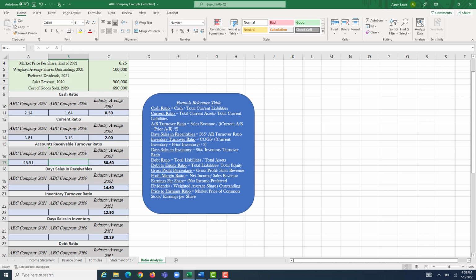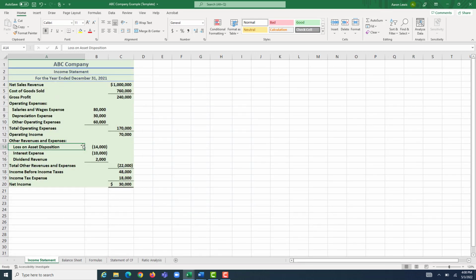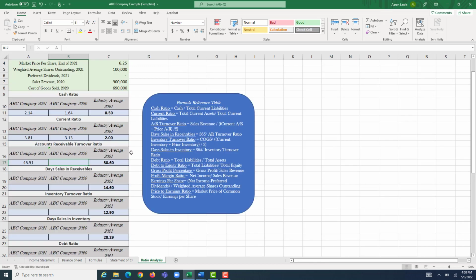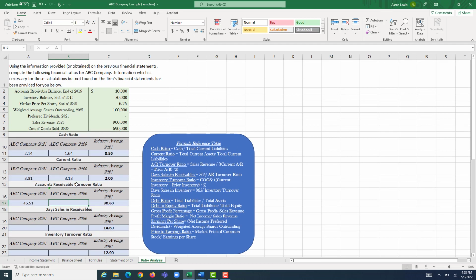What about the year before? Well, we need sales revenue for the year that we're calculating for, and that's 2020. I've only given you an income statement for 2021. I made it convenient so you're not looking through a million different financial statements. Some of the information that you would have to get from the 2020 income statement or the 2019 balance sheet, I've instead provided for you in this little chart up on top.